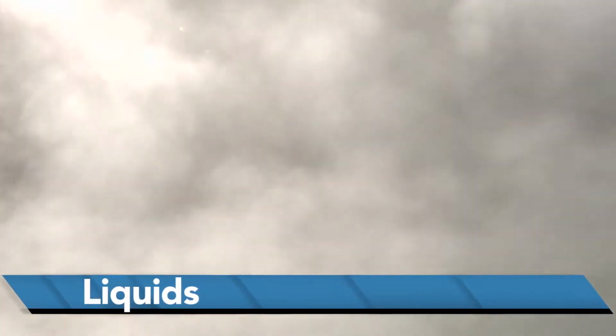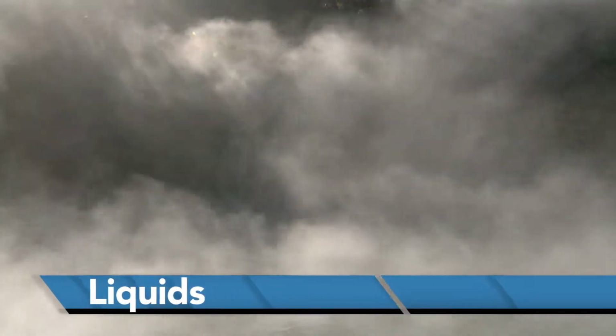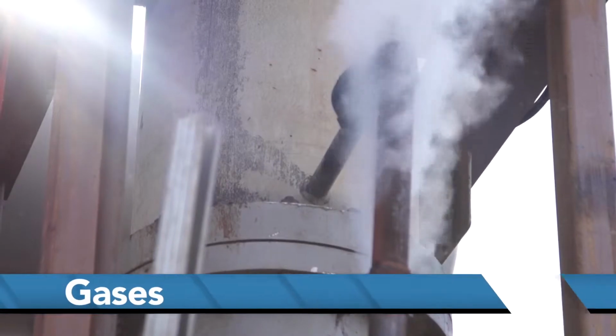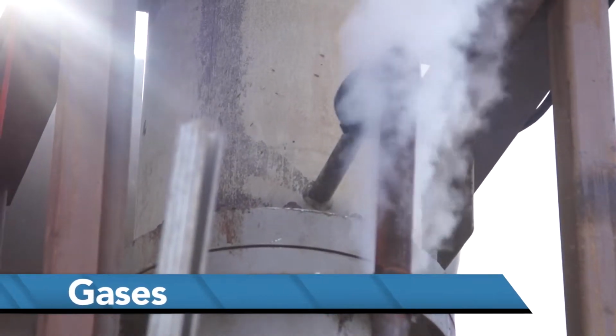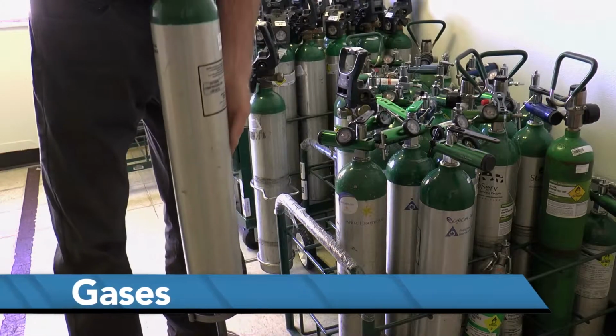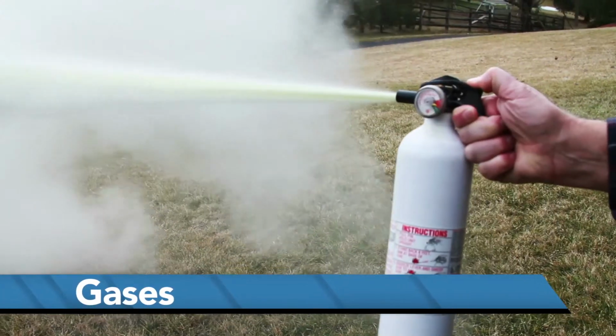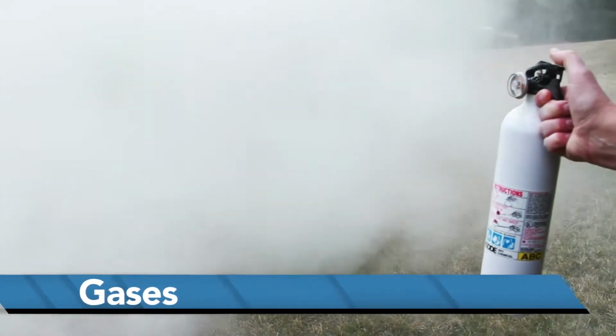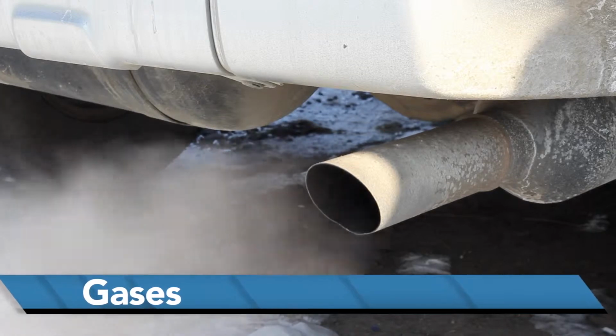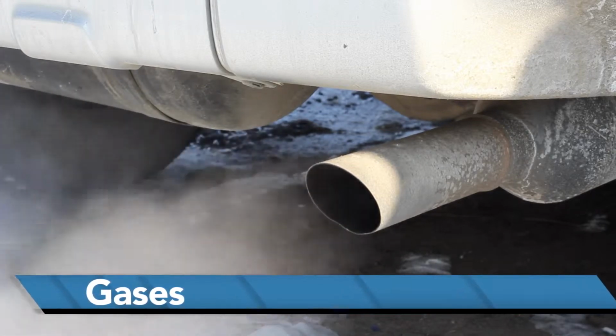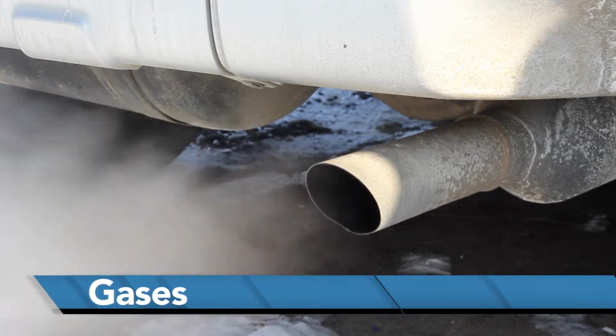They can be tiny airborne particles in the form of mist, sprays, or vapors. Gases are fluids that do not have a definite shape or volume, such as oxygen, nitrogen, or acetylene. Gases can be contained in compressed gas cylinders. Carbon monoxide is a very toxic gas that can be found in vehicle exhaust and other forms of smoke.